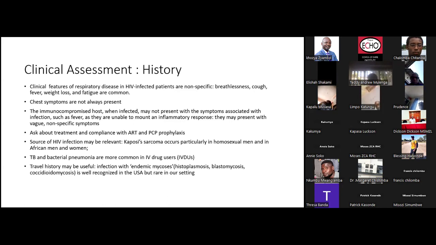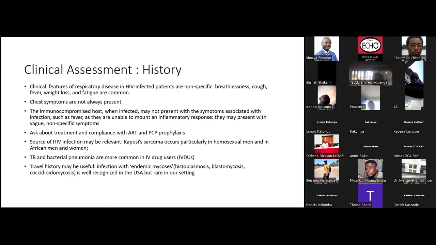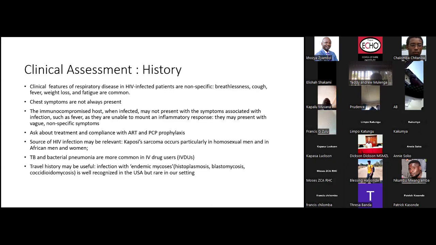So when we have an HIV positive patient that has come in for respiratory assessment, one of the most important things is to find out the compliance on ART and whether or not they're on PCP prophylaxis. Also very important is the source of HIV infection, because we do tend to see things like KS in Africans and in men that have sex with men. And then diseases like TB and bacterial pneumonia can be more common in IV drug users, especially staph. Also very important is a travel history. Like I mentioned, the endemic mycoses like histo, blasto, and coccido are well recognized in areas like the US.